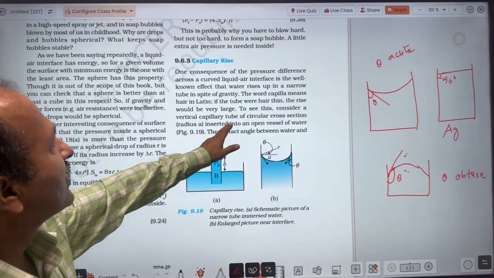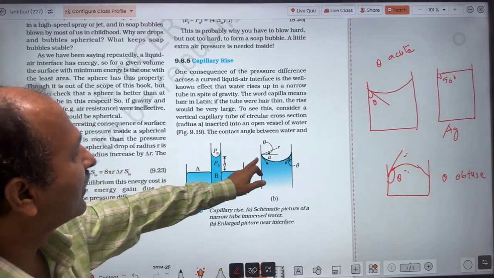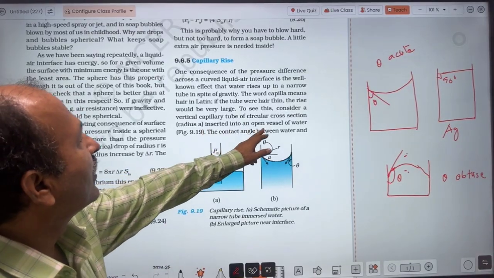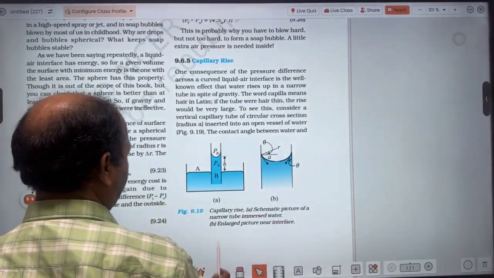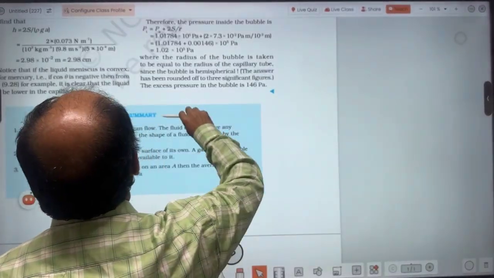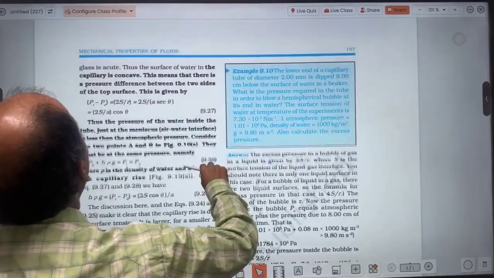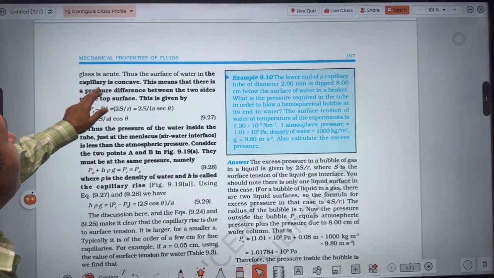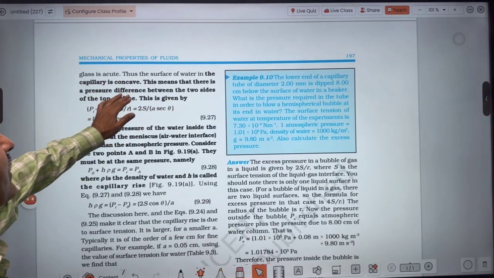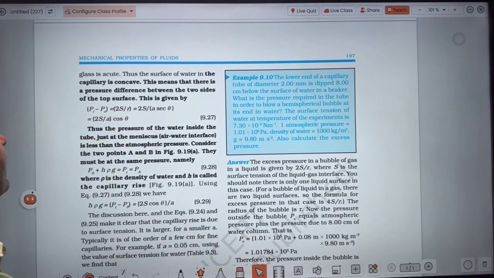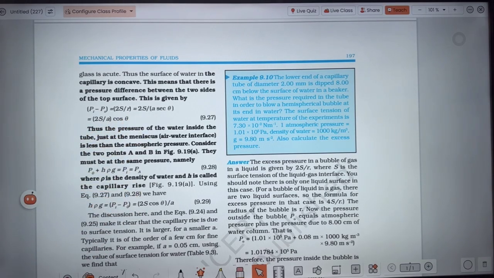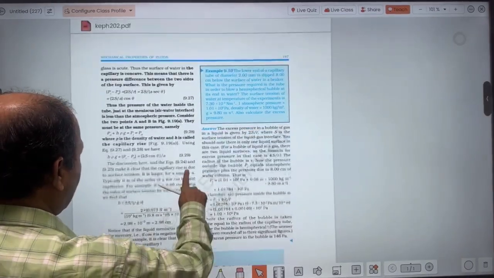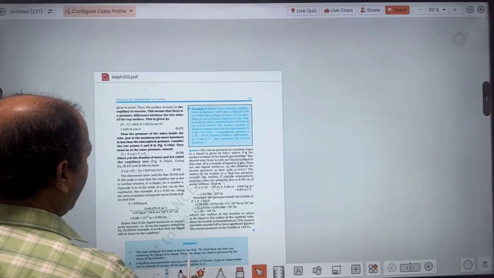To see this, consider a vertical capillary tube of circular cross section, radius A, this one. Now, it is inserted into an open vessel of water, and the contact angle between water and glass is acute. Thus, the surface of water in the capillary is concave, as I told you. This means that there is a pressure difference between the two sides of the top surface. This is given by P1 minus P2, as we have seen for a liquid drop. The pressure difference is given by 2S upon R. So for R, from the previous figure we can check, it will be A sec theta or A upon cos theta.